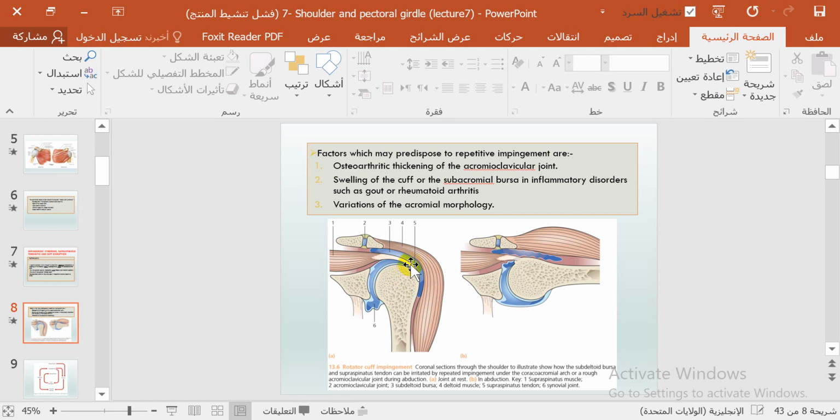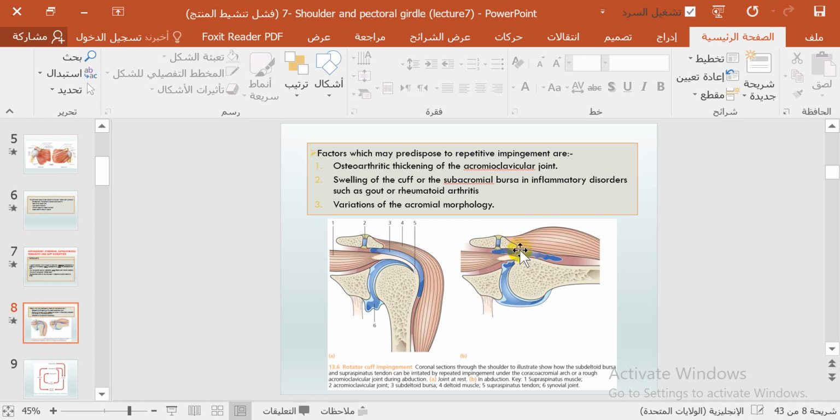Factors which may predispose to repetitive impingement include osteoarthritis or thickening of the acromioclavicular joint, swelling of the cuff or the subacromial bursa. So the lesion here is either in the joint or in this bursa, such as in gout and rheumatism, and variation of the acromial morphology. In some patients the acromion is abnormal, like a spike of bone that may go down and impinge on these structures. So the lesions are either in the bone itself, in this joint, or in the bursa.